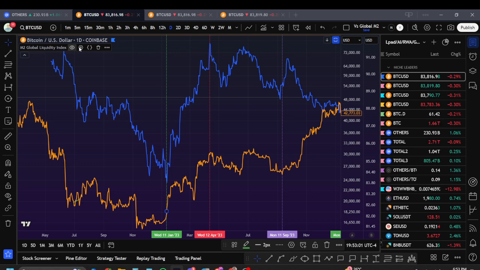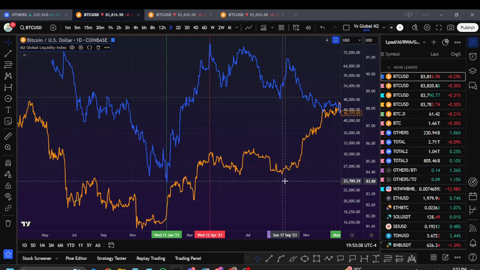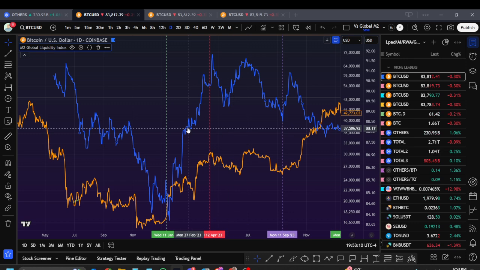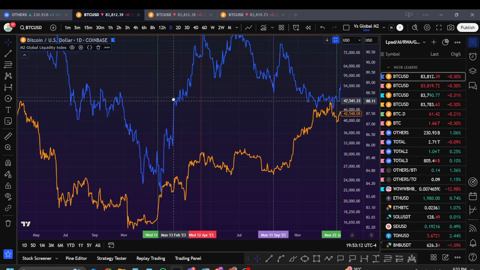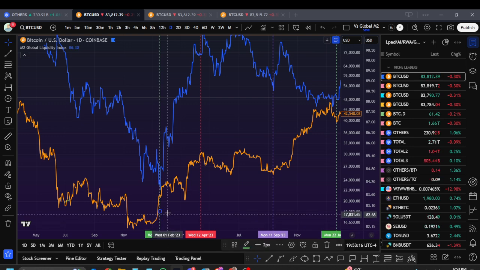Now, what if we go to a 75-day? Does it make it a little bit more accurate? Right? It's still within the 10-week period. Okay, so the problem is this one here puts the bottom date even less accurate than the other one.